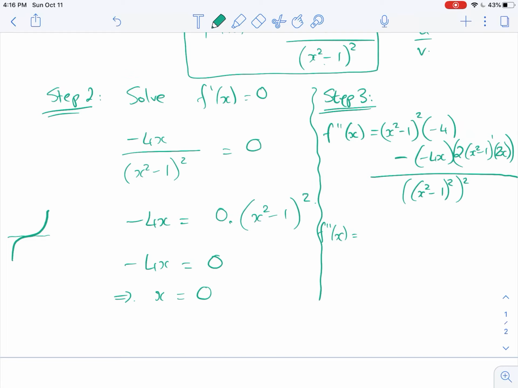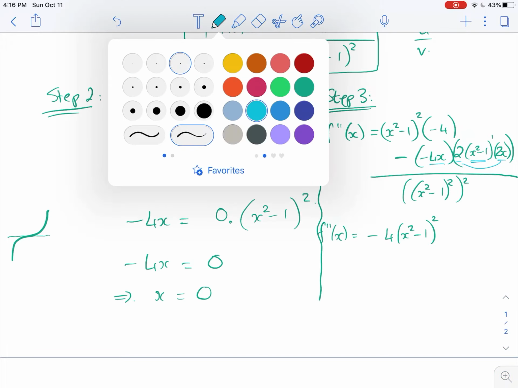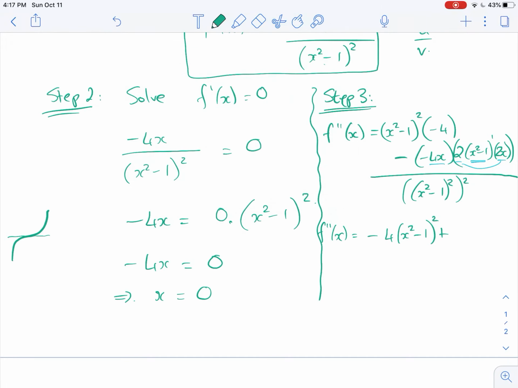Okay, so our second derivative, to tidy up somewhat, we have minus 4 times x squared minus 1 squared. And then multiplying through here, we have x squared minus 1, we have 2x times 2, that gives us 4x, times 4x gives us 16x squared. Minus and minus will give us a plus. So we have plus the 2 and the 4 giving us 16, x times x is x squared, and we have x squared minus 1, all over x squared minus 1.